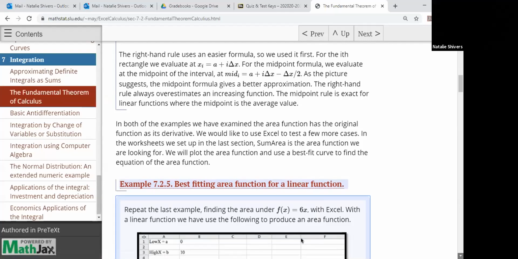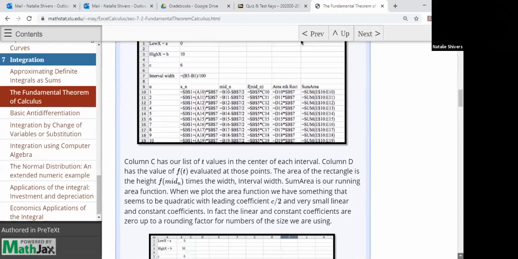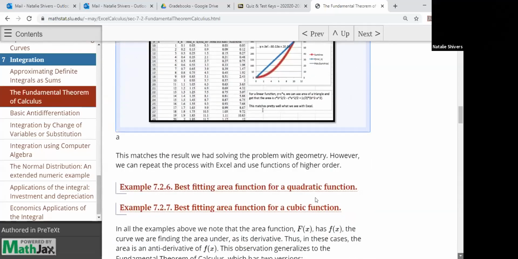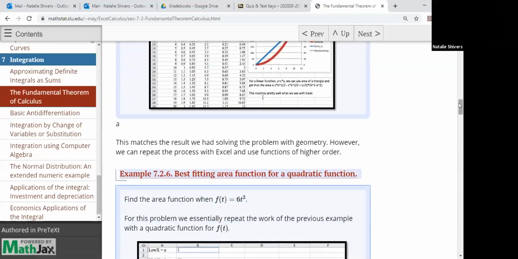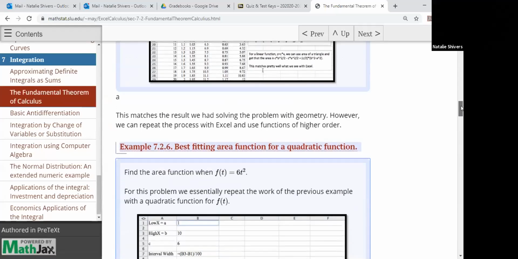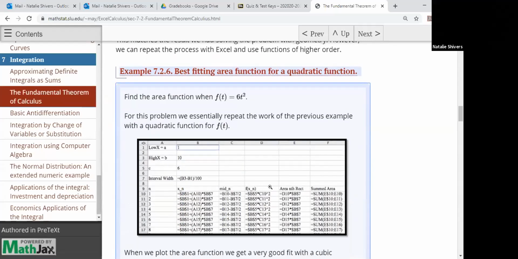All right. So I'm not going to do example 5 on Excel. I'm going to do example 6. Again, my Excel workbook will match the one we did last time. It will not look identical to this one. It'll look pretty close to this one, but not quite. Okay, so we're going to do the area function f of t equals 6t squared on Excel. So let me switch to that.